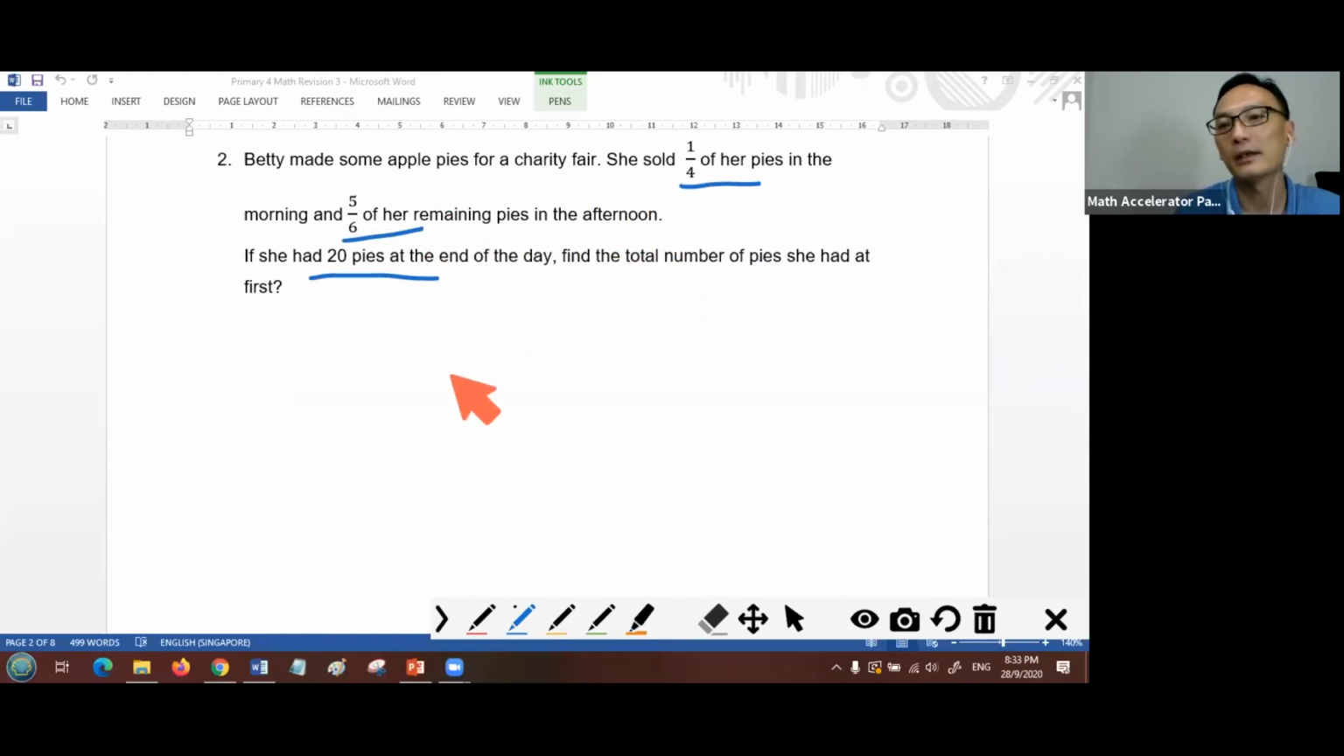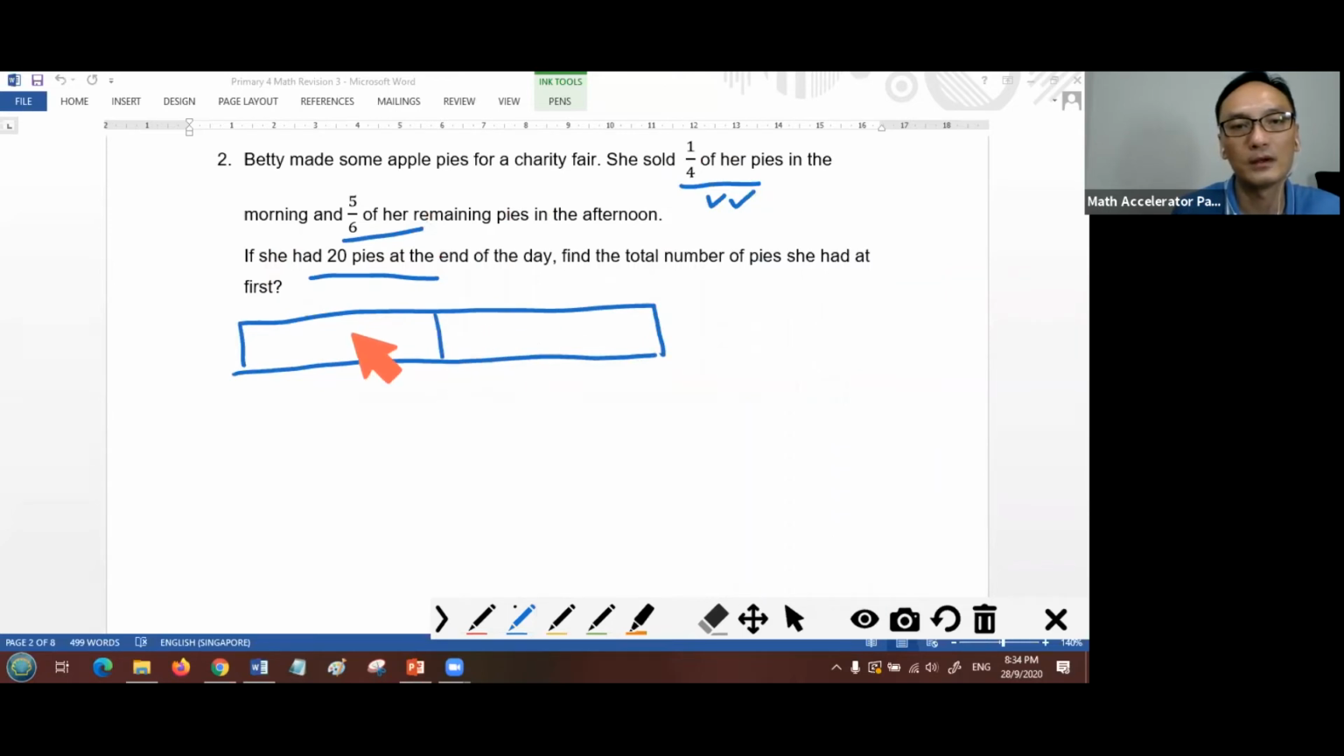So now, can you tell me how many units must I draw at first? 4, right? So this is the first piece of information. It says that 1/4 of our pies were sold in the morning. The denominator tells us that we need to draw 4 units. So out of 4 units, one of these units is for the morning. Morning, I just put an M, right? M for morning.